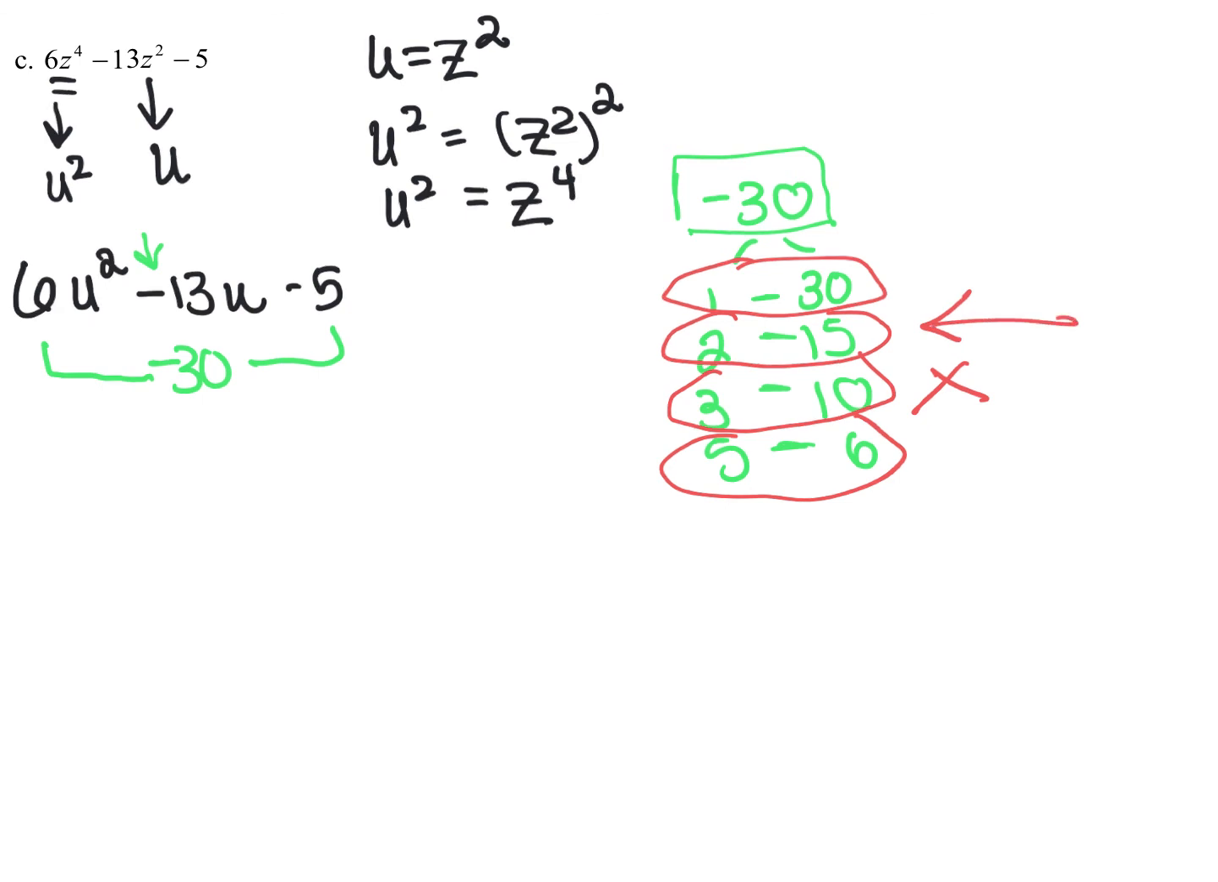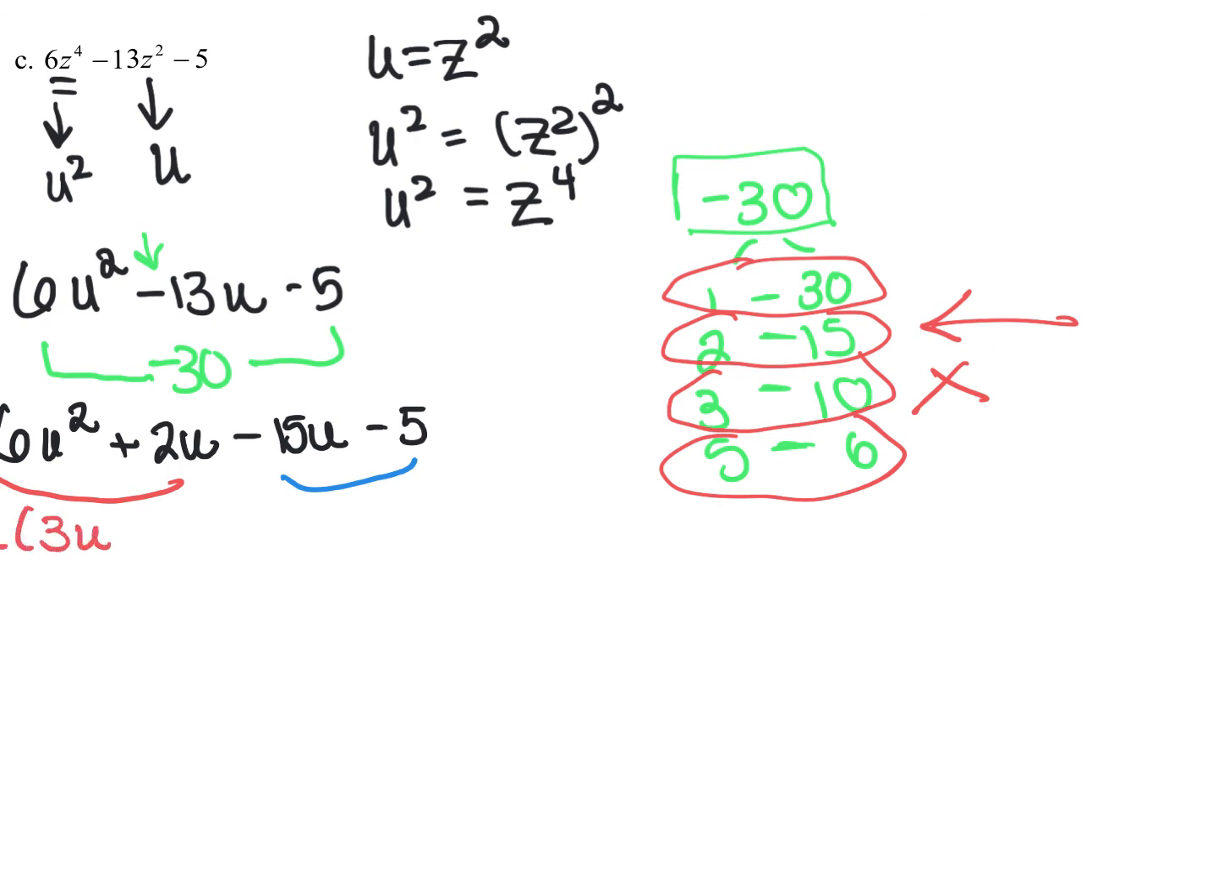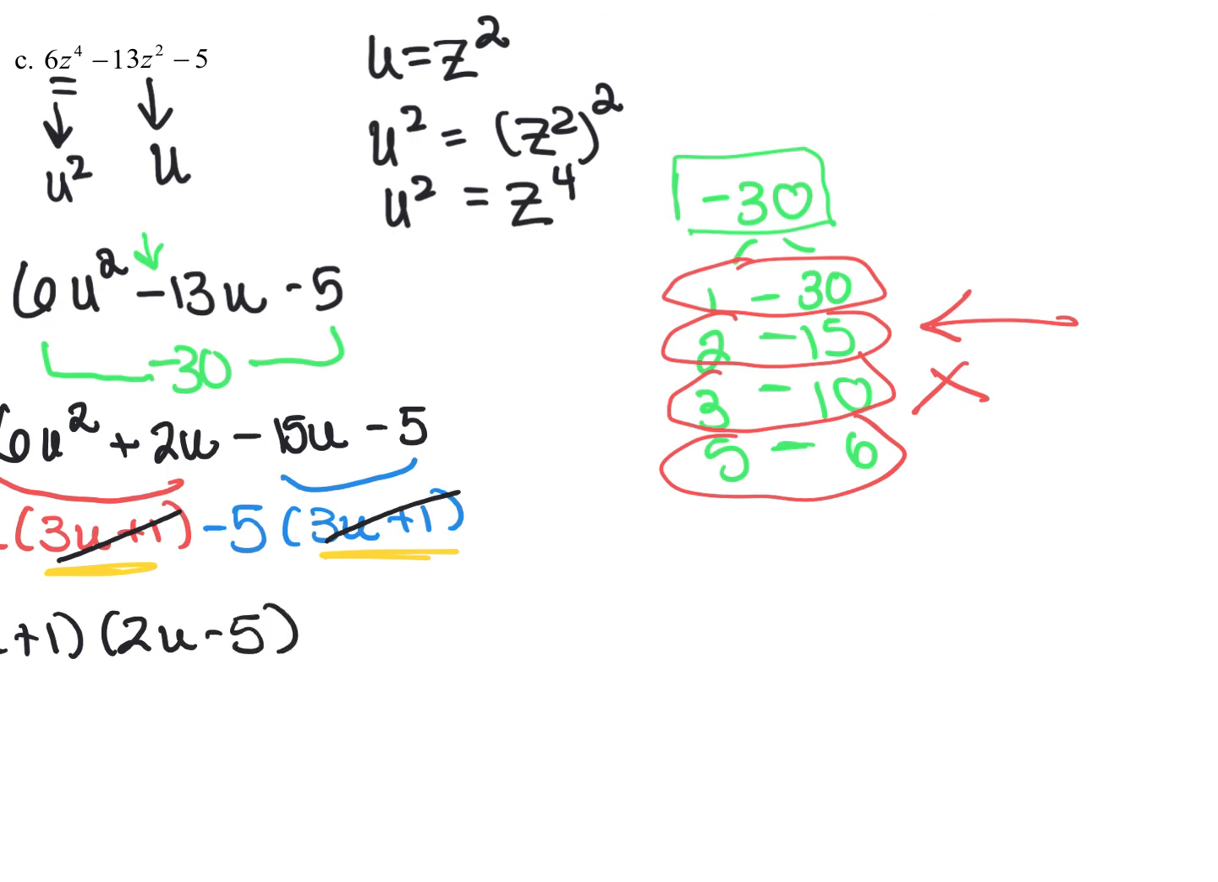When I rewrite this, I get 6U squared plus 2U minus 15U minus 5. Red group, blue group. In my red group, we have a 2U in common: 3U plus 1. In my blue group, we have a minus 5 in common: 3U plus 1. Both of their parentheses match, so I pull out from both red and blue groups 3U plus 1. In the red group, I'm left with a 2U and a minus 5. And we're so close to being done.